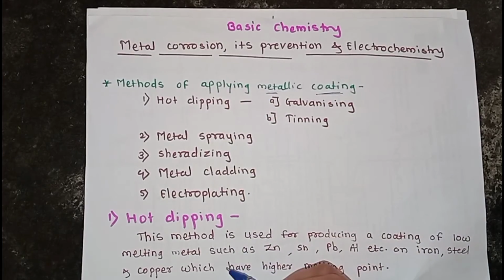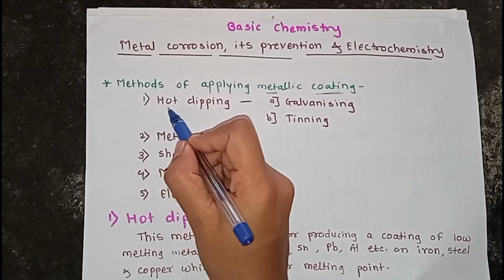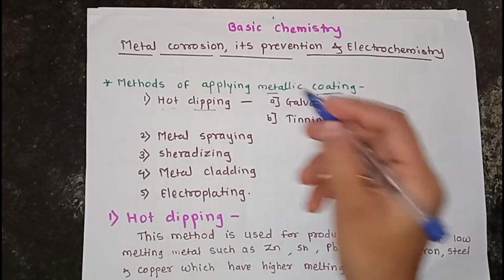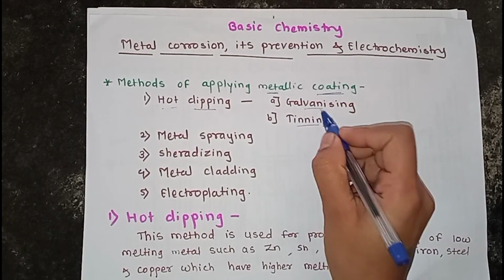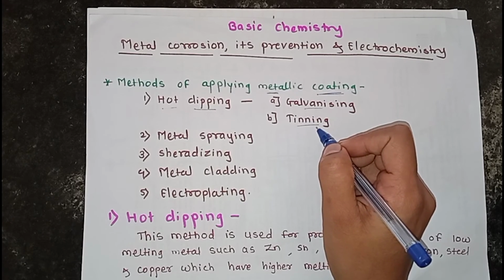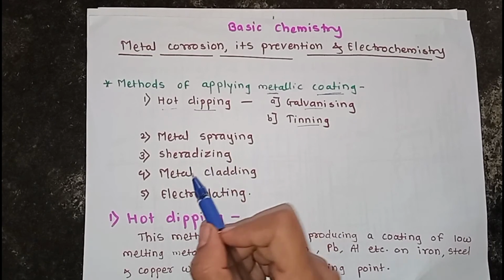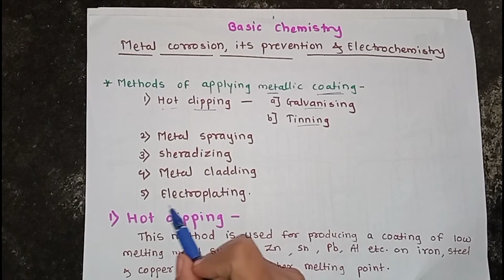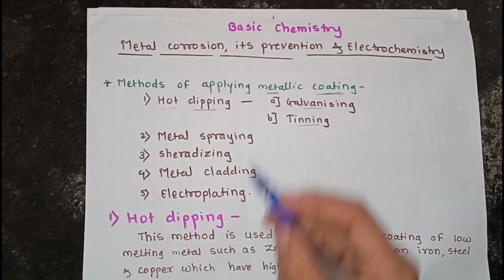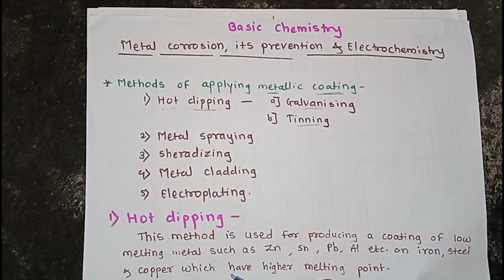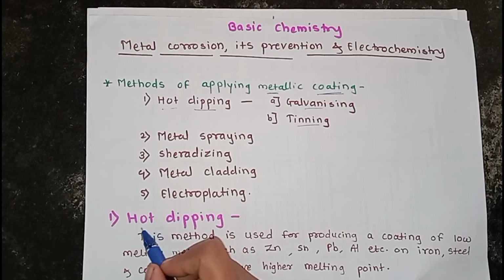There are five different methods. The first method is the hot dipping method. In hot dipping we use two different processes, galvanizing and tinning. The next method is metal spraying, then shreddizing. The next method is metal cladding, and the last method is electroplating. So these five methods are used to apply a coat over the metal so that the metal gets protected from corrosion. Let's discuss the first method, hot dipping.